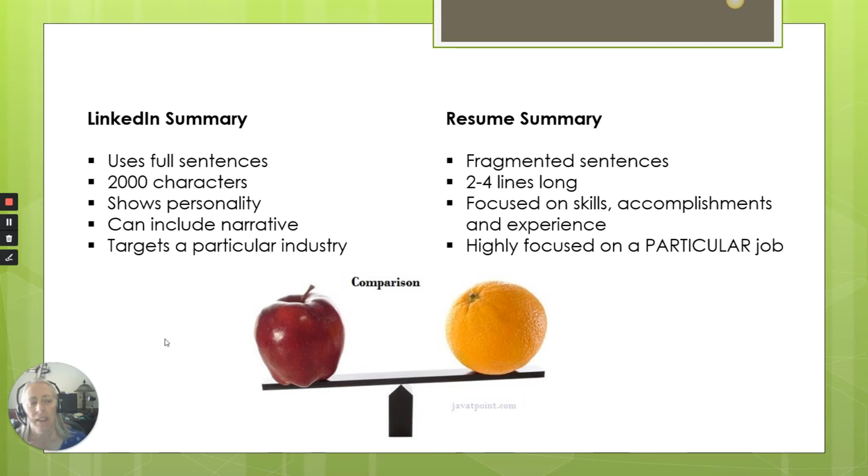It's focused on the skills and accomplishments and experience that fit that job. Highly focused on the particular job you are applying for. Not every engineering position, not every nursing position, but that nursing position, that engineering position at that company.